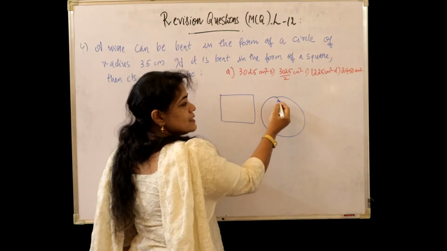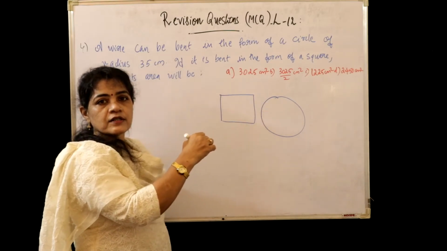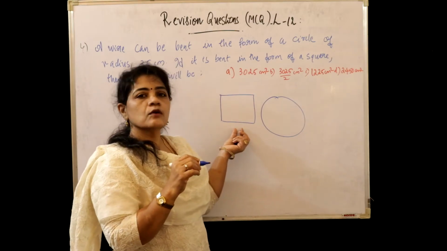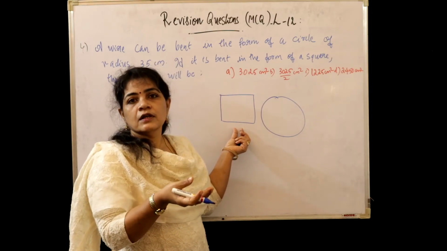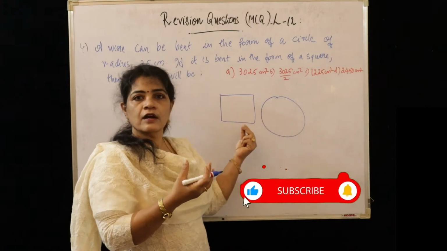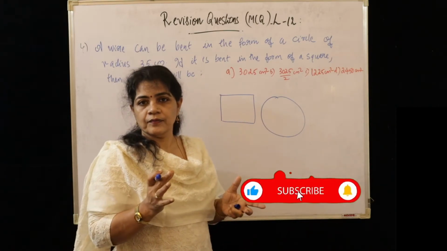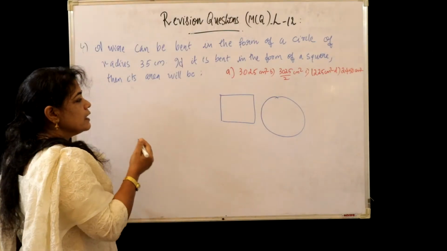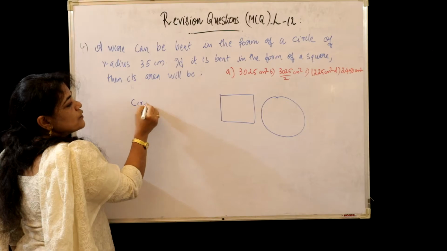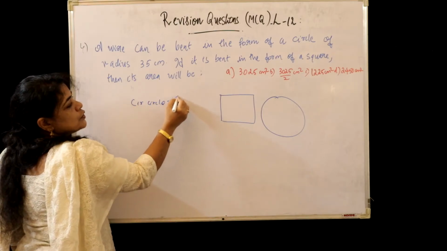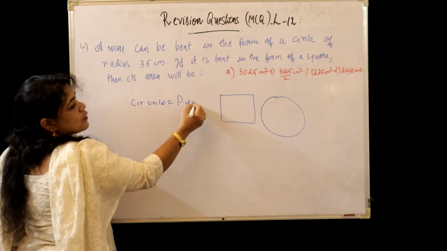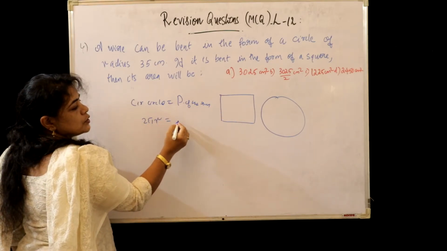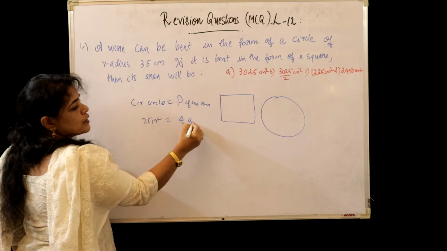That means the circumference of the circle, that is the wire, is equal to the perimeter of the square. With the same wire we are making a square. Understood? That is a very important concept, and after that the remaining steps are very clear. That means the circumference of the circle is equal to the perimeter of the square. That means 2 pi r is equal to the perimeter of the square, which is 4 times a.